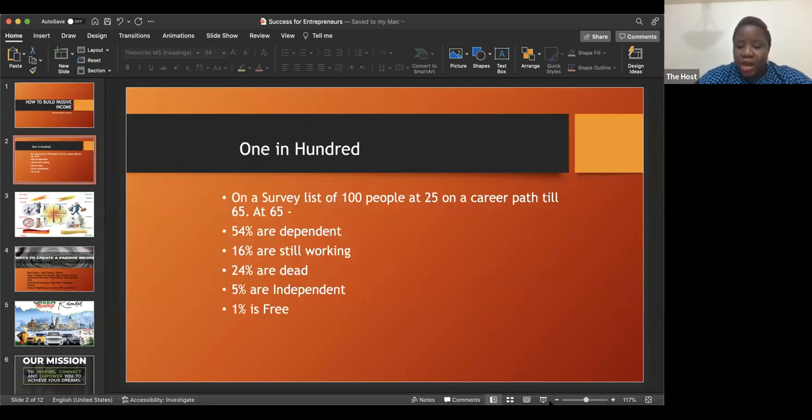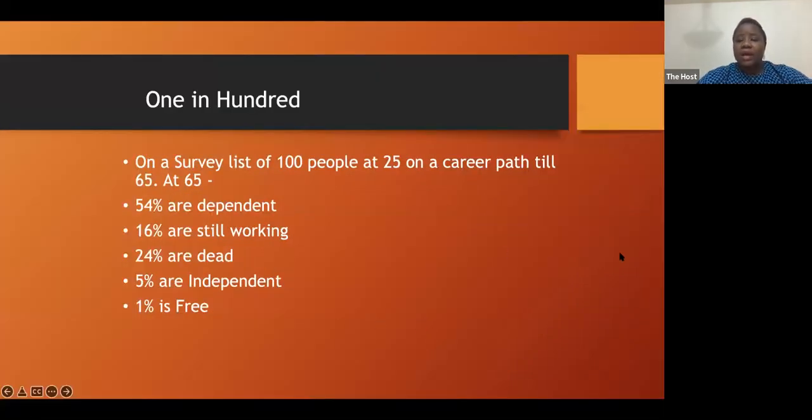So there was this research that was carried out in the US. The survey was carried out in the US, over 100 people within a 40-year period. In developed countries, it's easy to get data, it's easy to measure, all of those things are much easier to do. So the focus was on a sample size of 100 people, and this research was carried out on them over a 40-year period.